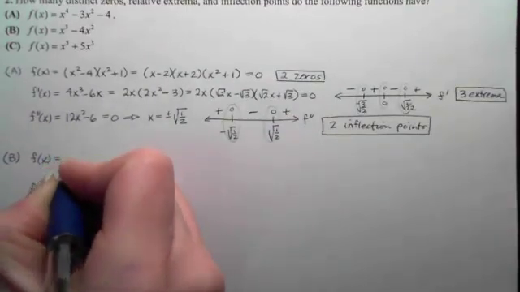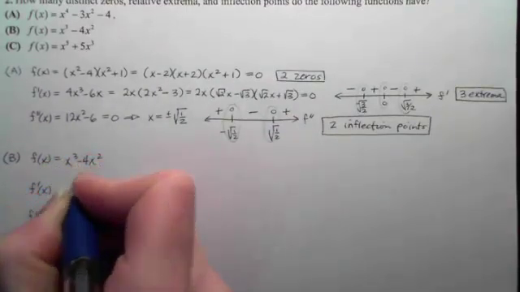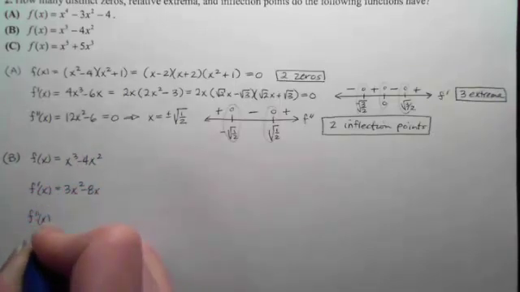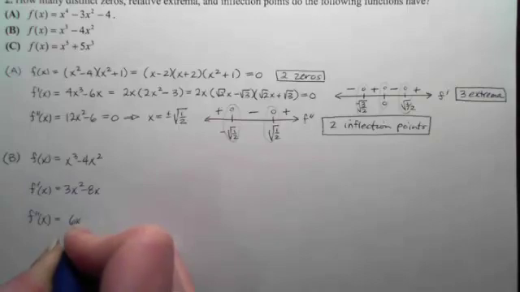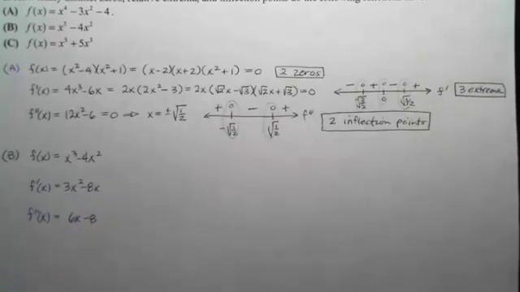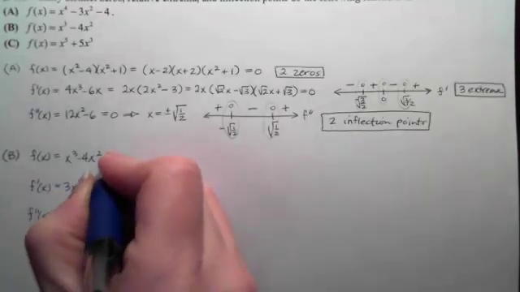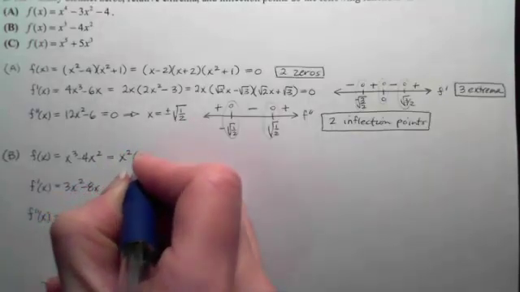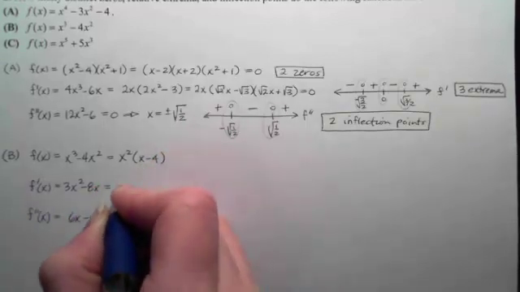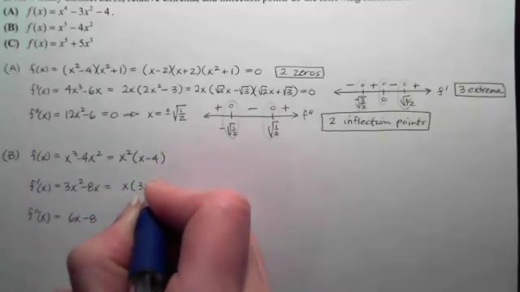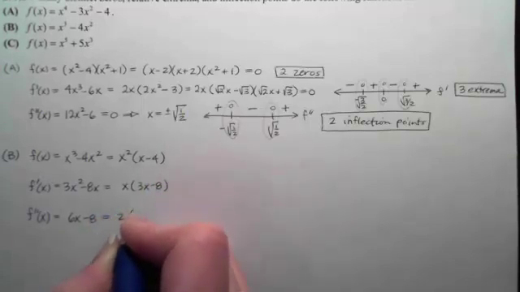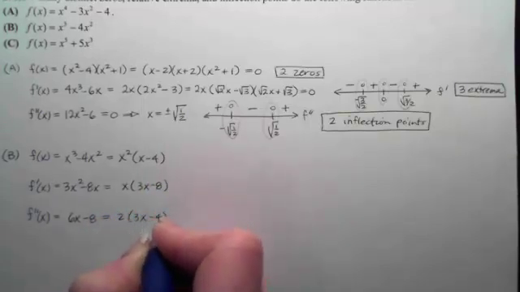So f is x cubed minus 4x squared. My first derivative will be 3x squared minus 8x, and my second derivative will be 6x minus 8. I need each of these to be 0, and I'm not going to find them until I factor. So if I look here, I can pull out an x squared, and I'm left with an x minus 4. Here I can pull out an x, and I have a 3x minus an 8. And here I can pull out a 2, and I'm left with a 3x minus 4.